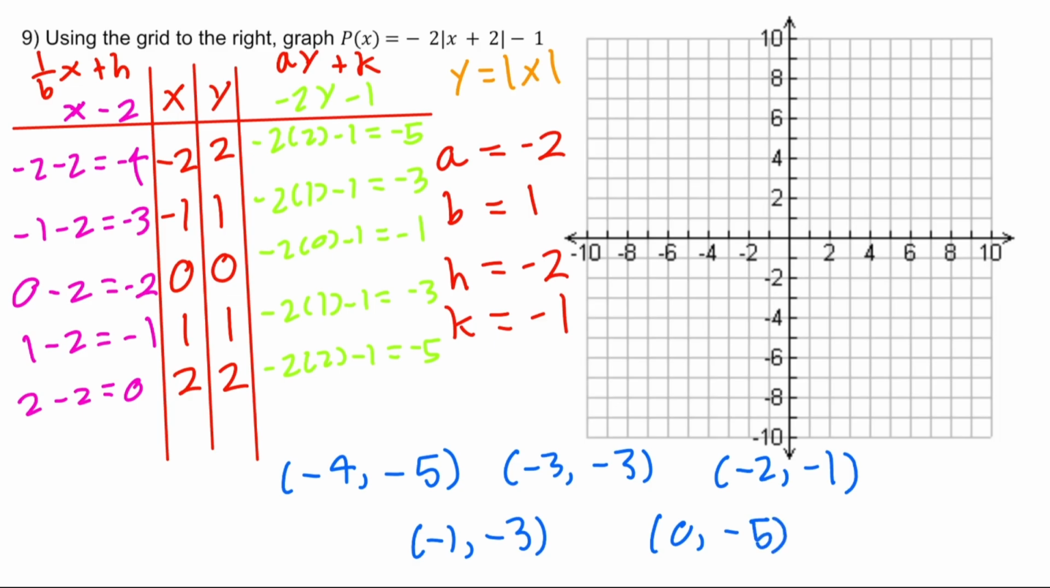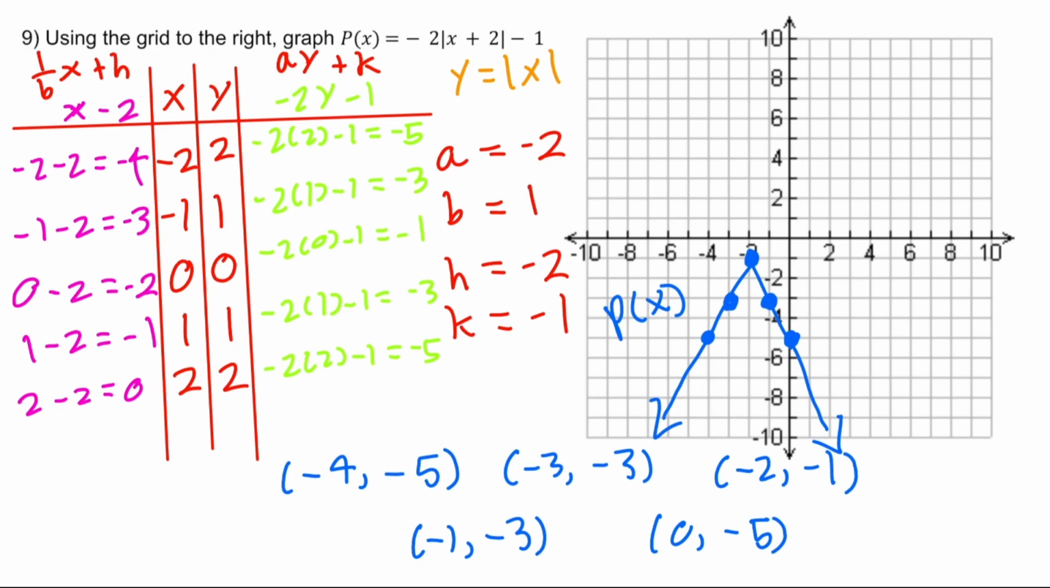Now we're just going to have to plot these points onto the xy plane to the right. So -4, -5: left 4, down 5. -3, -3: left 3, down 3. -2, -1: left 2, down 1. -1, -3. And then 0, -5. Now we're going to connect the dots. We're going to add arrows to the ends of our graph because p of x is continuous across its entire domain. And just for extra, you can also label your function. This is p of x, and that would be your graph of p of x.